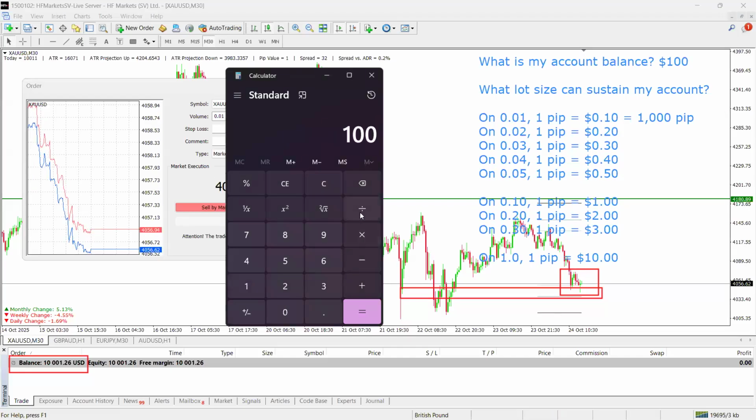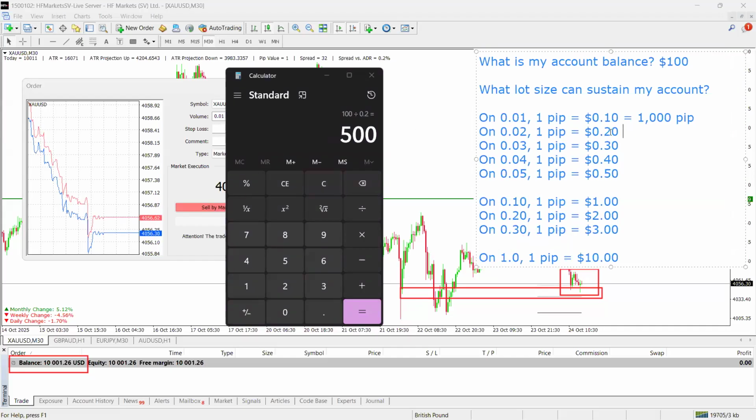Your $100 account divided by 0.20 reduces the amount of pips that the market needs to go against you to lose that particular account to 500 pips. Stay with me. Just stay with me. I go back.